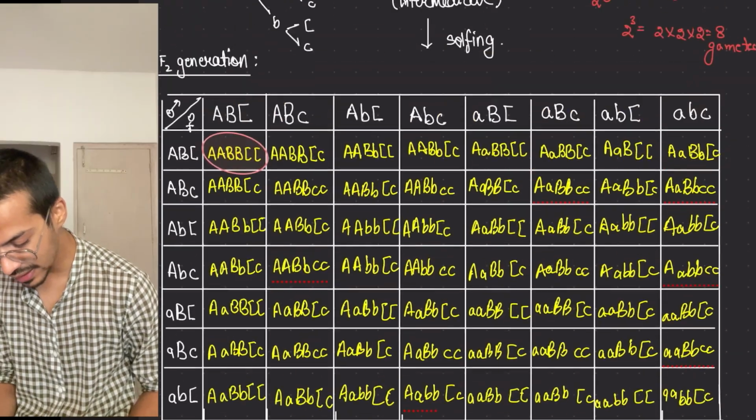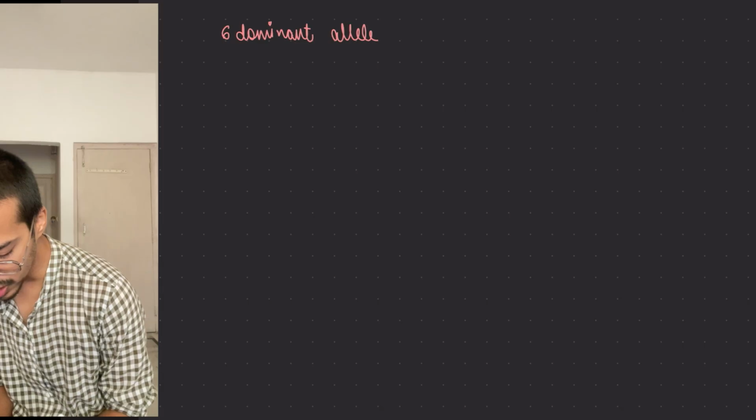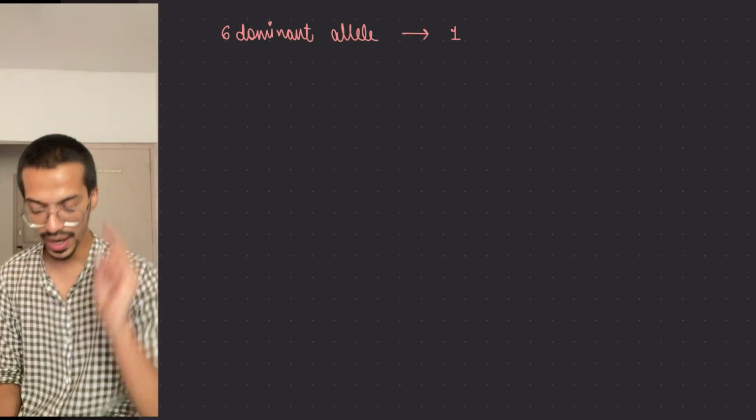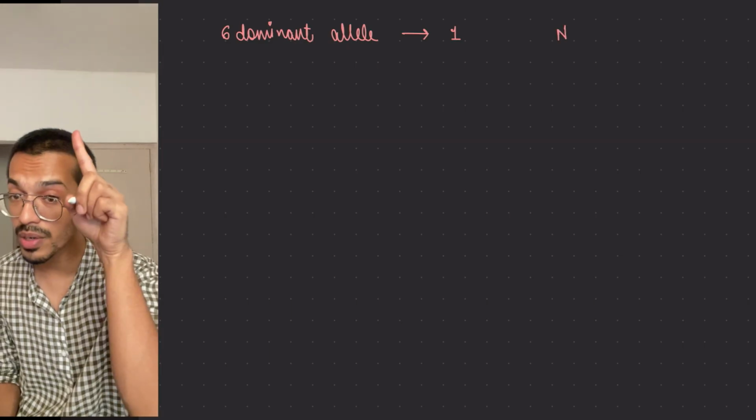So I will be writing it on the next page. That is 6 dominant alleles present. And if you see the total, how many are present? Only 1. So that would be 1, and the color of 6 dominant would be black.